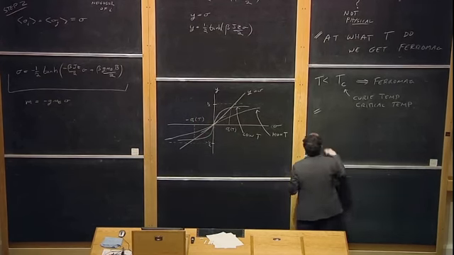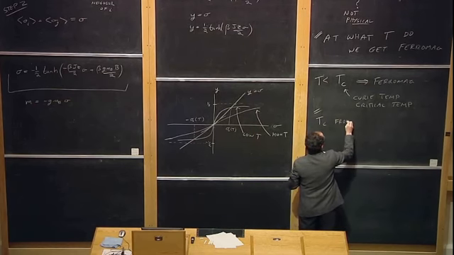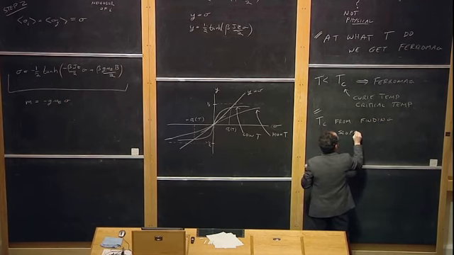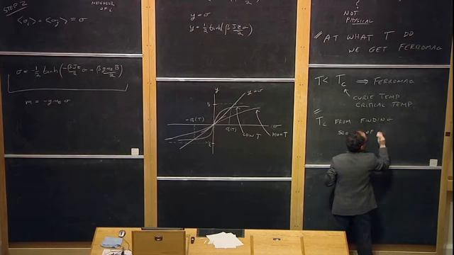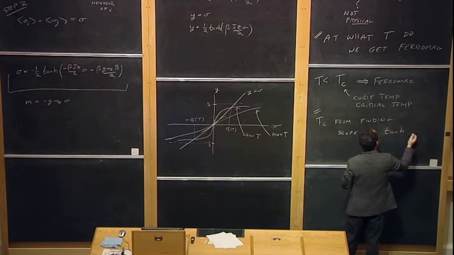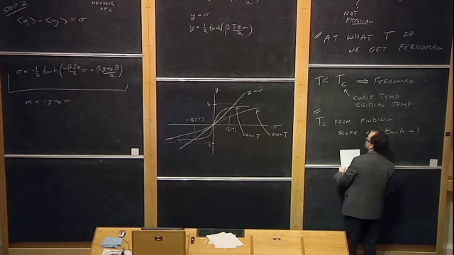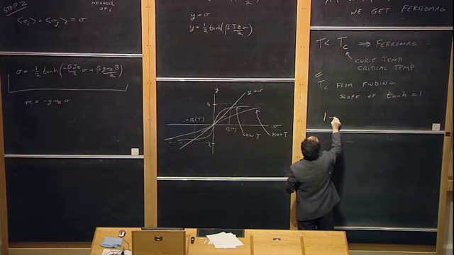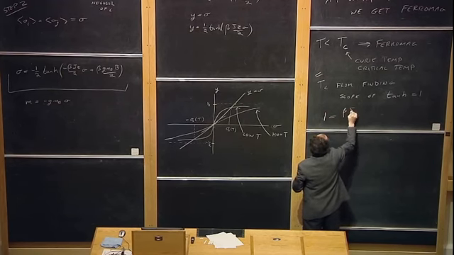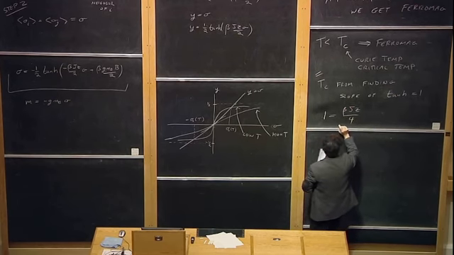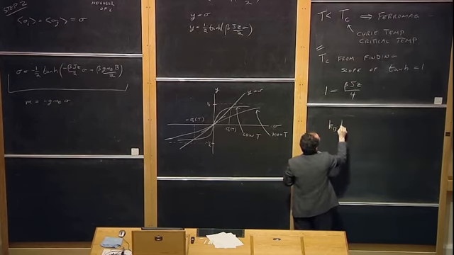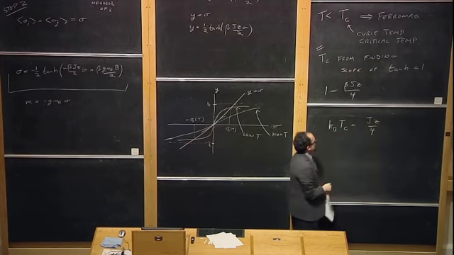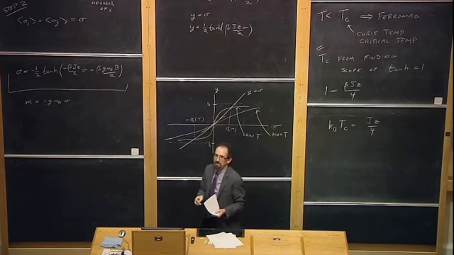So Tc from finding the slope of tangent equals 1. So if we just expand the y equals tanh equation here, the slope of tanh, which we're setting equal to 1, is beta Jz over 4. Or just rearranging a little bit, we get kB Tc equals Jz over 4, which is the critical value of the temperature. Okay, is everyone still with me?